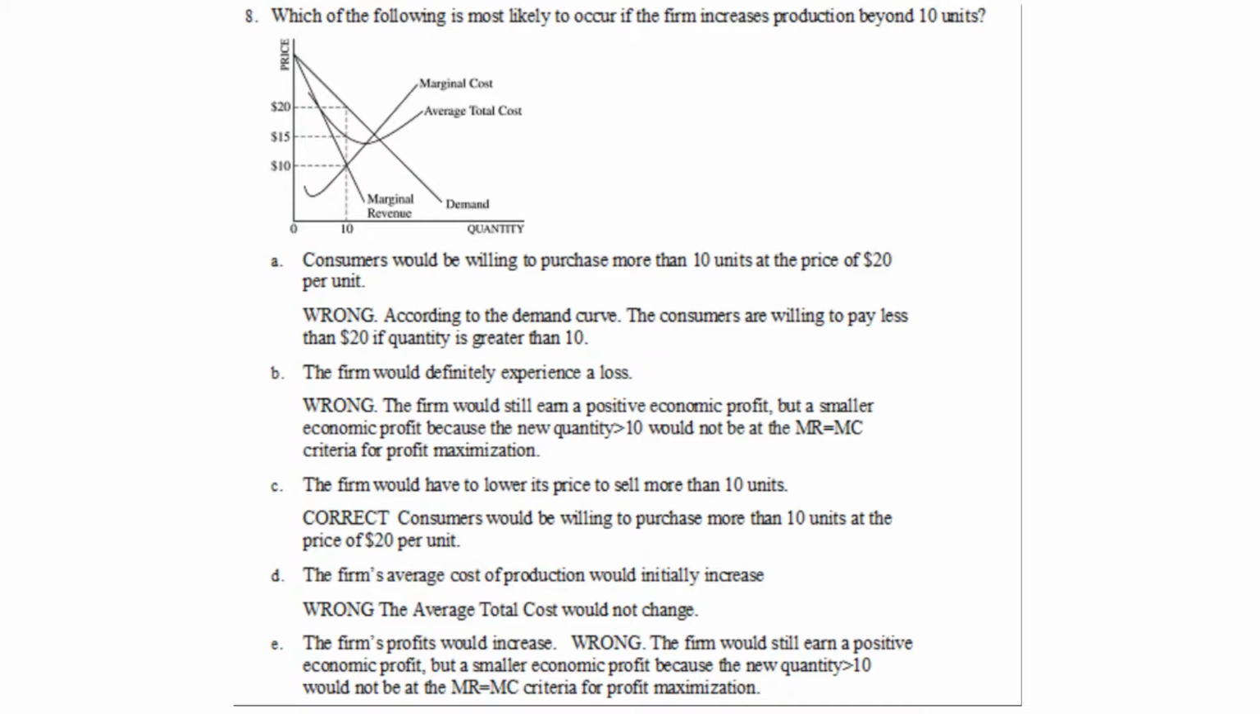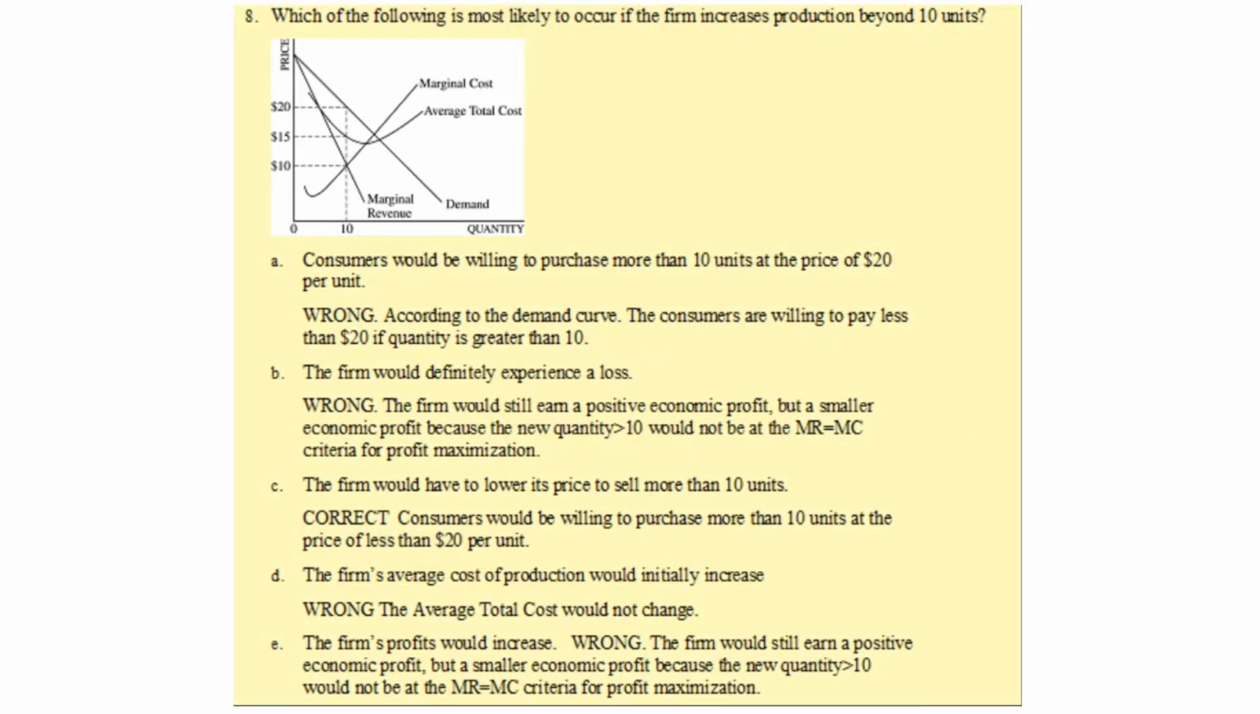The firm would still earn a positive economic profit, but a smaller economic profit because the new quantity greater than 10 would not be at the marginal revenue equals marginal cost criteria for profit maximization. C, the firm would have to lower its price to sell more than 10 units. This is correct. Consumers would be willing to purchase more than 10 units at the price less than $20 per unit.